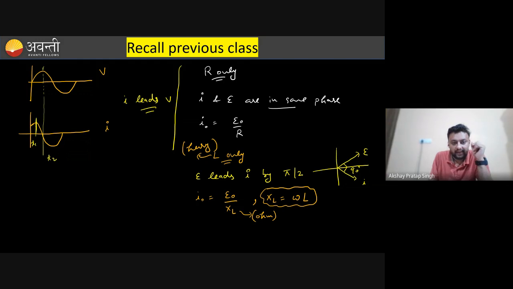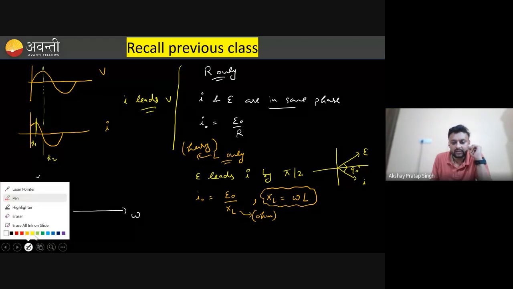Now, what is the graph between XL and omega? If I draw a graph between XL and omega, this is reactance, this is omega. You see that XL is directly proportional to omega, so this is going to be a straight line. Try to remember this graph of XL versus omega. These are the things that we need.